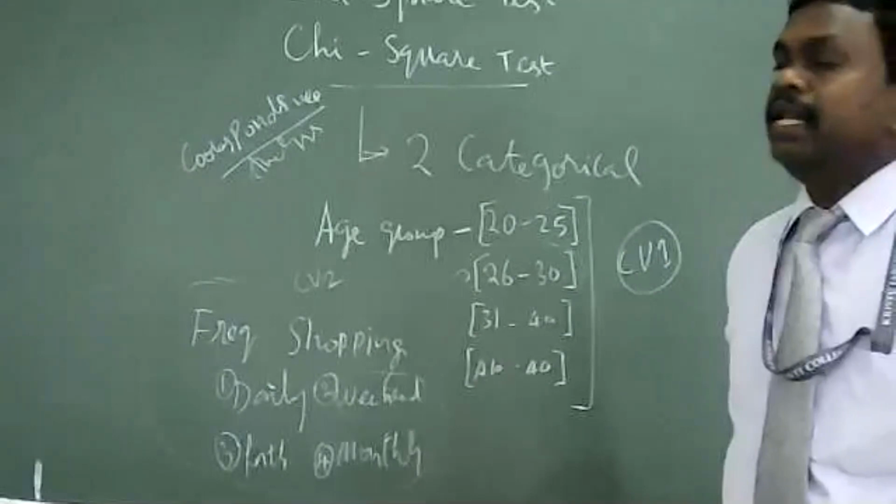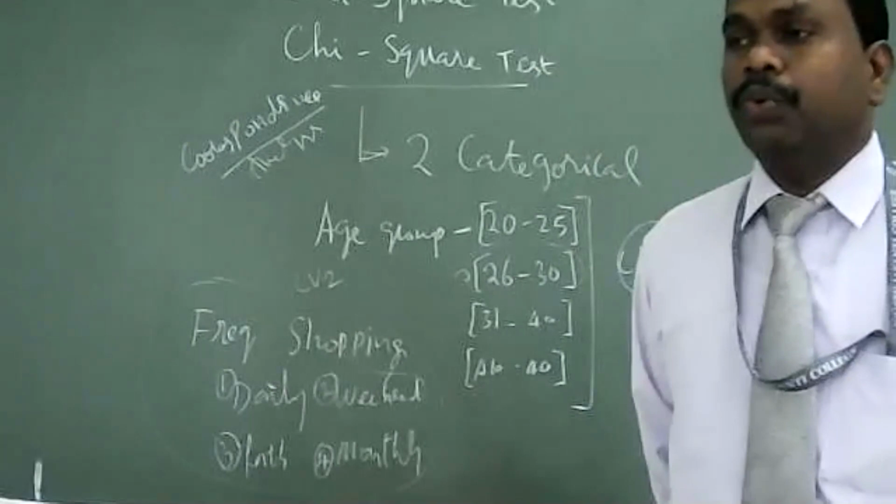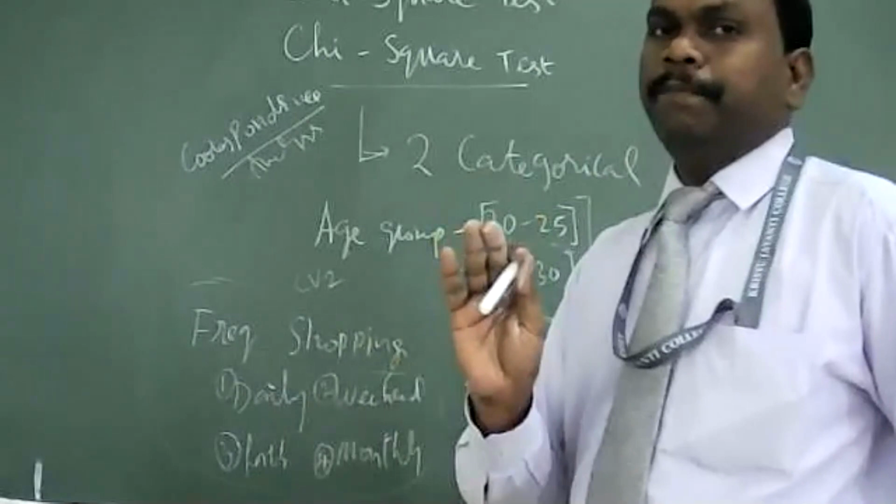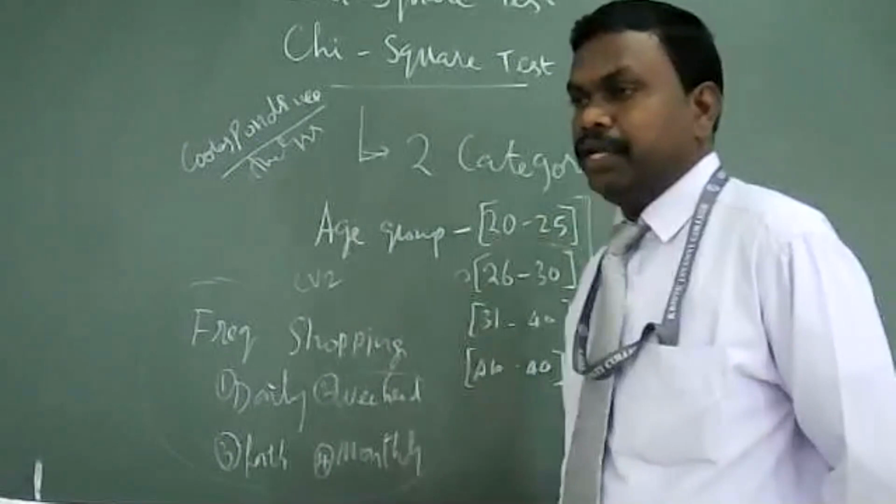But chi-square will tell only whether any of these groups is associated with any of these groups. That is what a chi-square can tell. Is that clear? Any doubts? Application of chi-square?